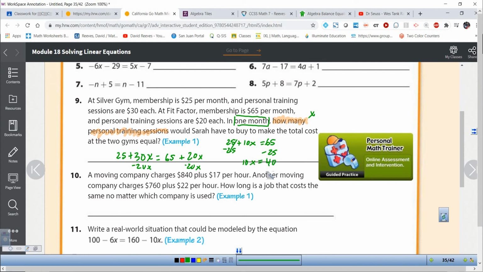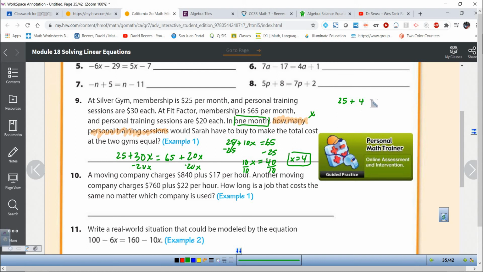So do you see what we've got now? That $40 difference in the initial cost, that $10 difference in the training session. How many training sessions is it going to take to make up for that? And the answer is 4. So for 4 training sessions, the total cost at the 2 gyms would be equal. And of course, we're going to check our answer.